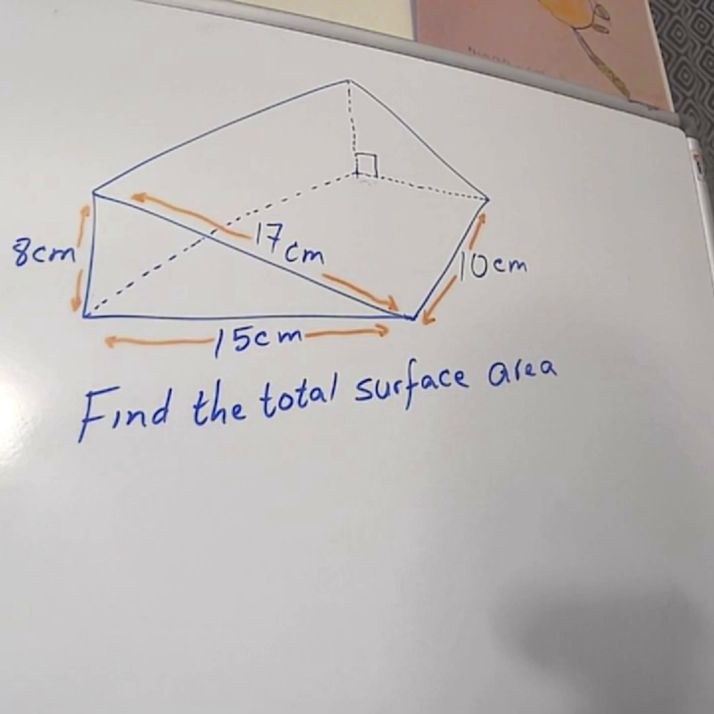We are asked to find the total surface area of this triangular prism. We're given the measurements. So what we now do is isolate each side and find its individual area.